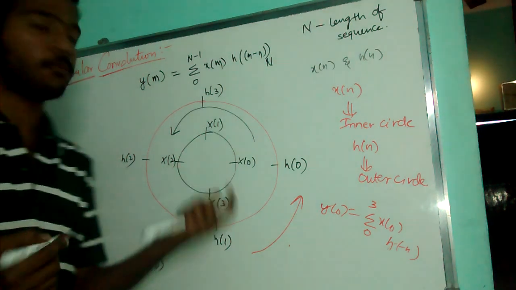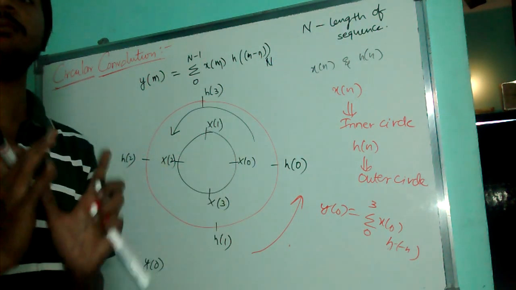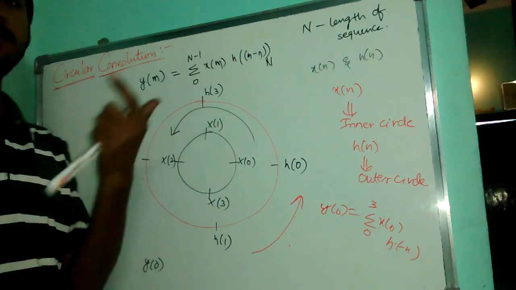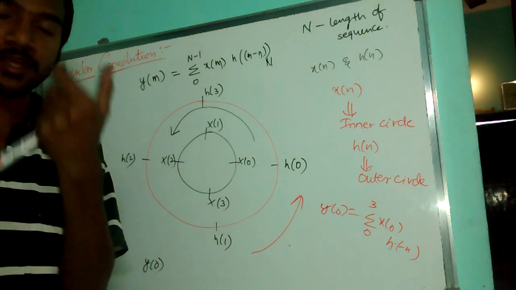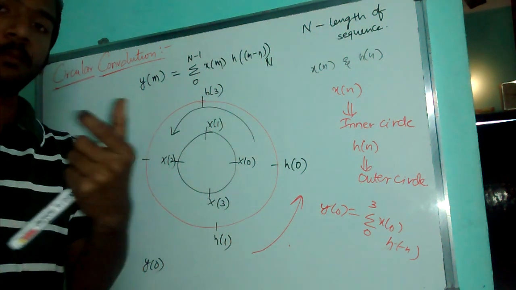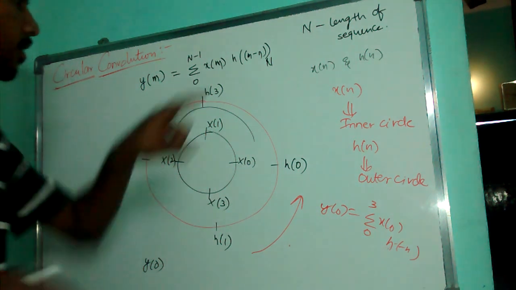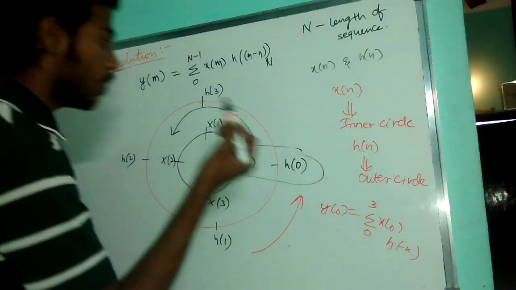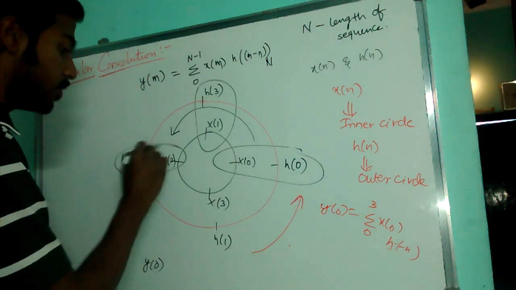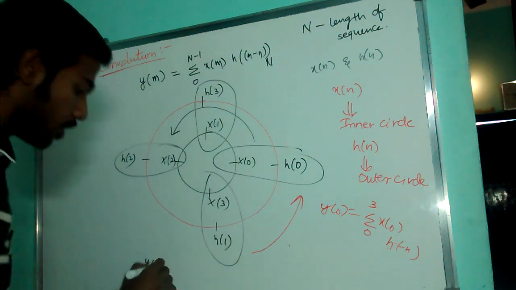Now convolution basically is the sum of products. Whenever we do convolution, we multiply two values and sum the rest of the values. So these values, these values, these values, these values.